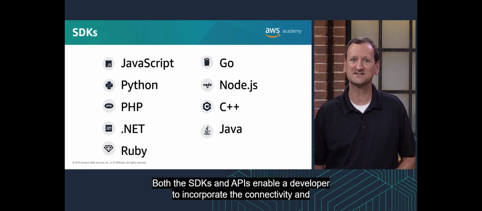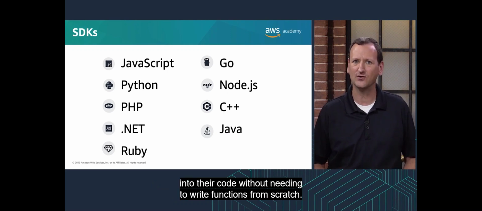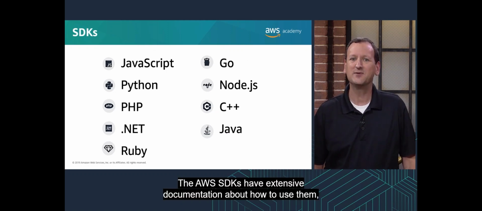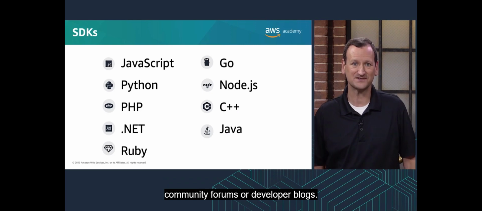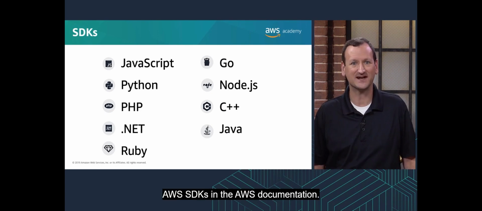Both the SDKs and APIs enable a developer to incorporate the connectivity and functionality of the wide range of AWS services into their code without needing to write functions from scratch. The AWS SDKs have extensive documentation about how to use them, including guides on how to get started, developer guides, API references, and community forums or developer blogs. To get more information about the SDKs, search for AWS SDKs in the AWS documentation.